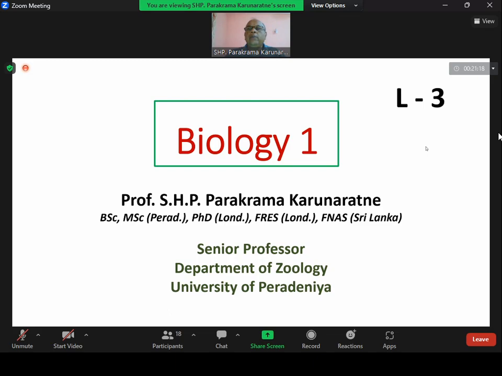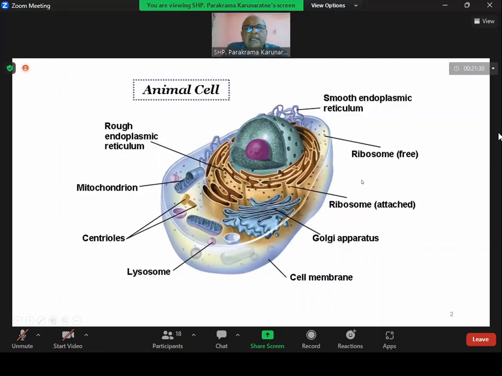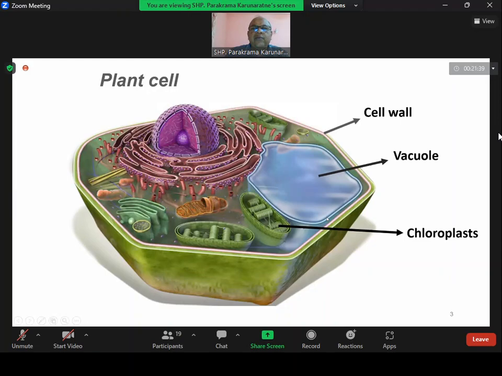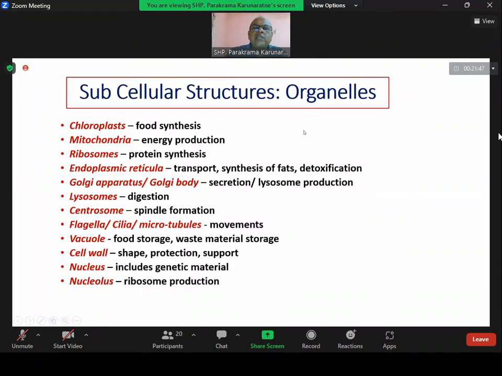Right, so I'm going to take the third lecture in this biology one. We were talking about the cell structures. We have seen the animal cell and also the plant cell. The main difference is that the plant cell has a cell wall, a vacuole and chloroplasts. And then we studied subcellular structures. Several of those we discussed last time, and their functions as well.